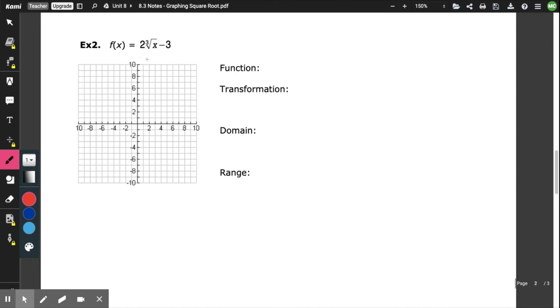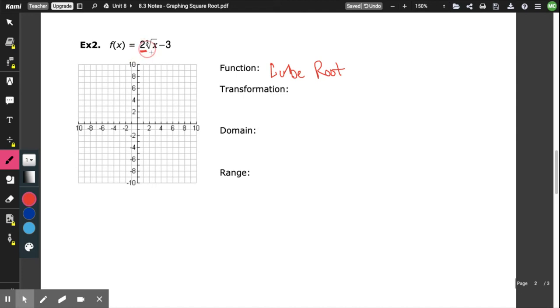For this one, this is going to be a cube root function, and we can tell because on the radical there is an index number of 3. So this time it's going to be cube root, which means it's going to look like that second one with a little S-curve in the middle. Once again, we're going to identify the transformations before we begin trying to graph it.